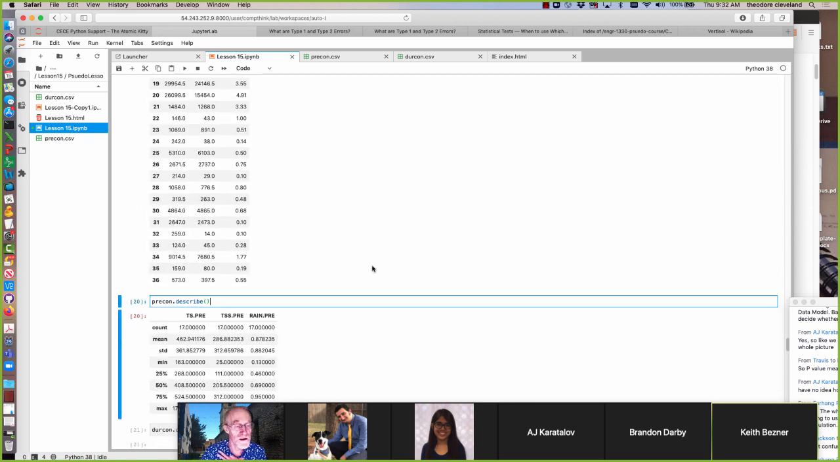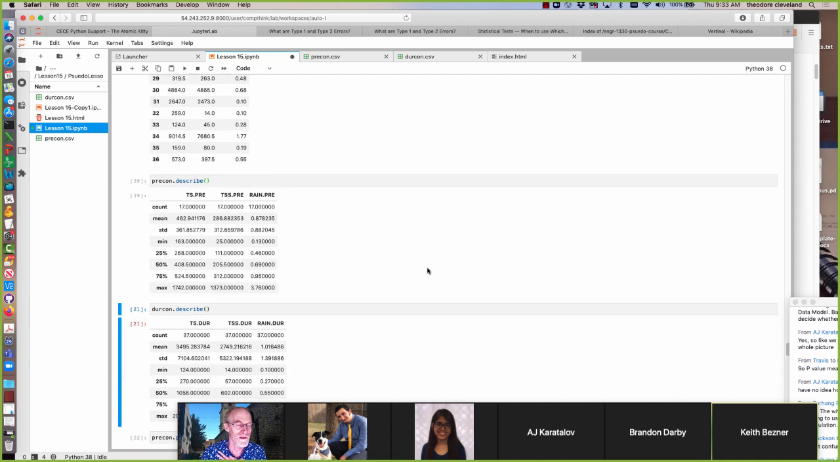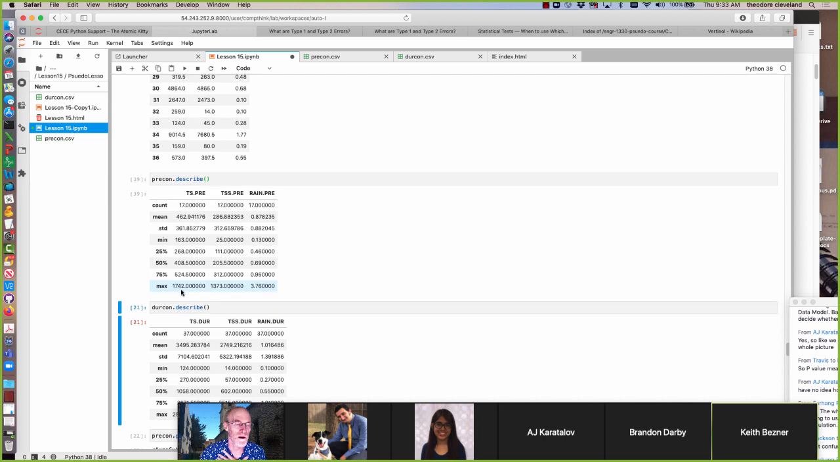So let's go ahead and describe our pre-construction data. We use our friend, the describe method. We do that, and we learn that in the pre-construction data, the total count of observations is 17, with total solids of 462, probably parts per million, total suspended solids of 286 parts per million, average rainfall in the 17 events of just less than an inch, maximum rainfall 3 inches, maximum total solids 1,700 parts per million.